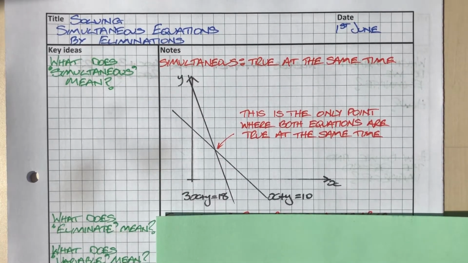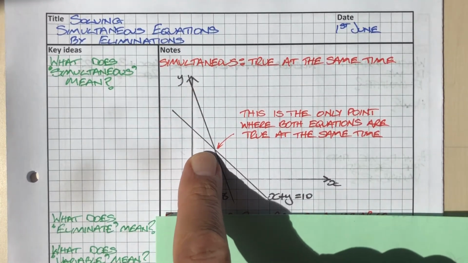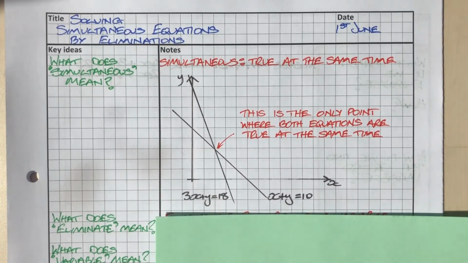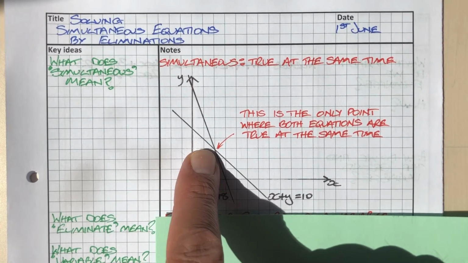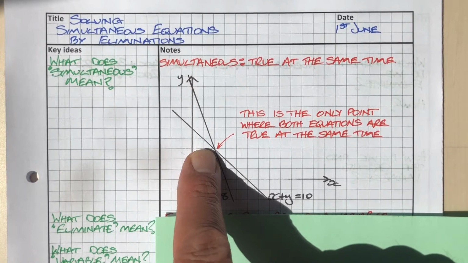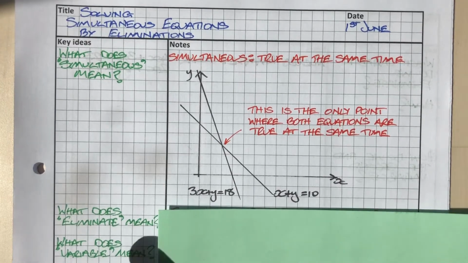So if we have two equations, each of those can be represented by a straight line graph, and there's only one place where they meet. Only one place where both of these equations are true at the same time. So when we're doing simultaneous equations, basically what we're trying to do is identify where this point is. Now, we can do them by drawing graphs, but today I'm going to talk about solving these equations by using algebra. And the method I'm using is elimination.